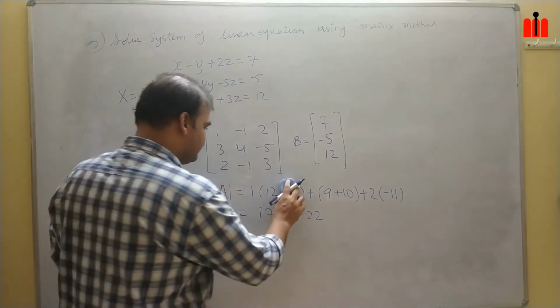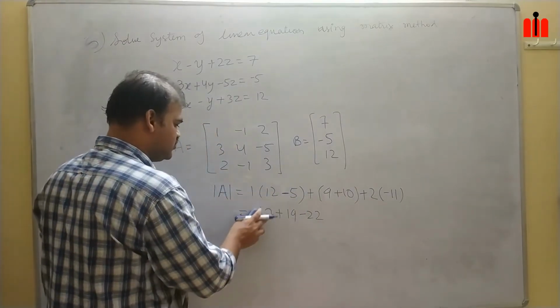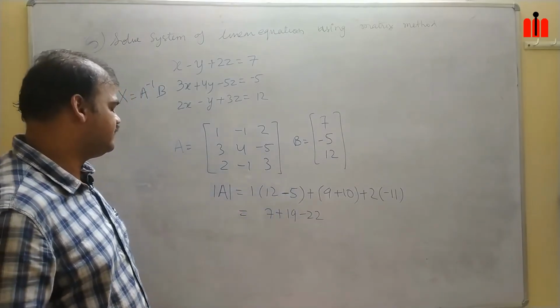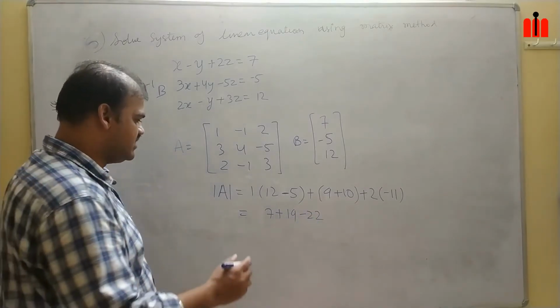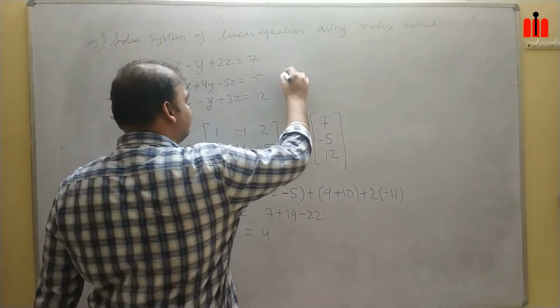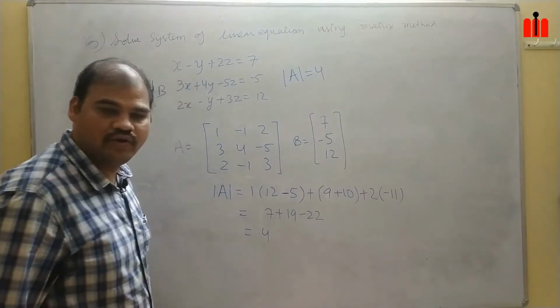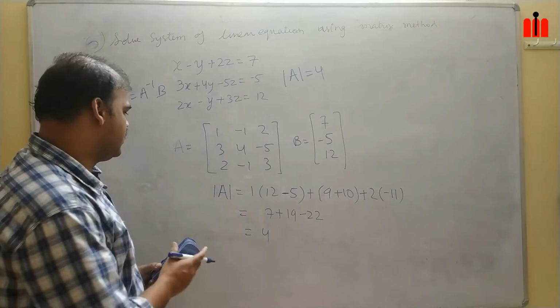Here it is 12 minus 5, sorry. 12 minus 5, so it will become 7. Okay, 12 minus 5 is 7. So here it is 19 minus 22, which is minus 3. Minus 3 plus 7 is 4. So the determinant of A, we will write here, is equal to 4. Okay, are you getting it? So the determinant of A will be 4.